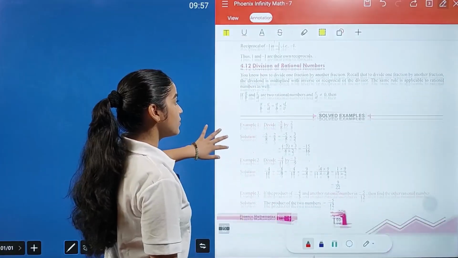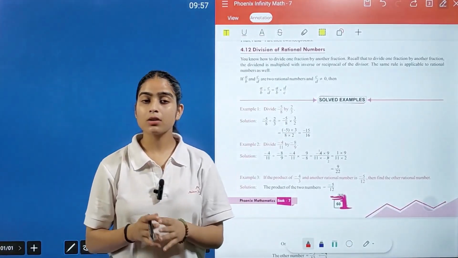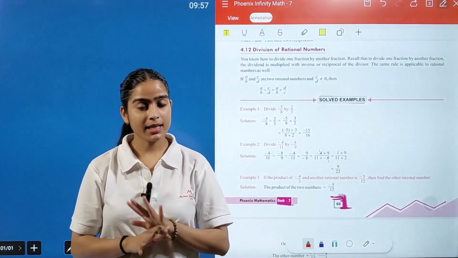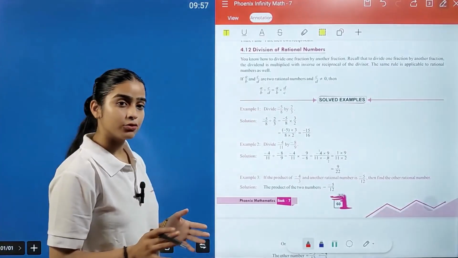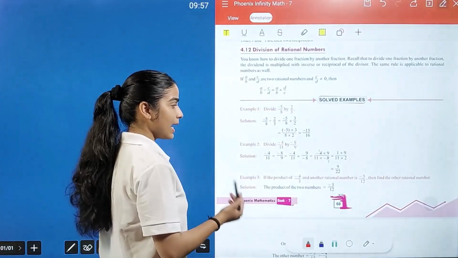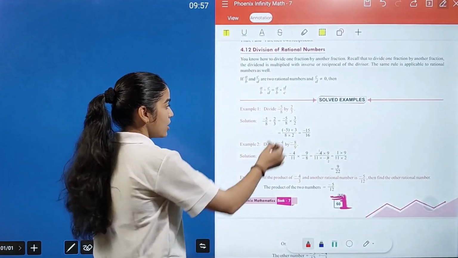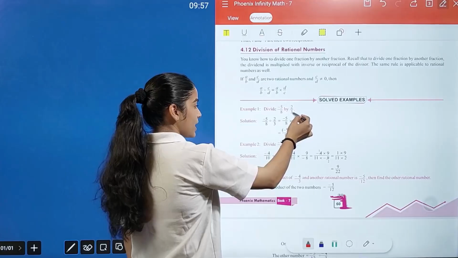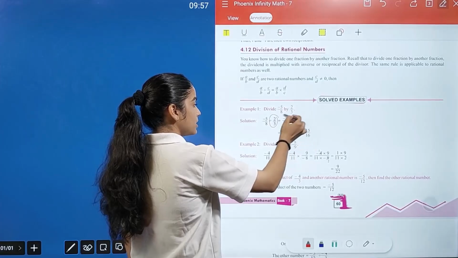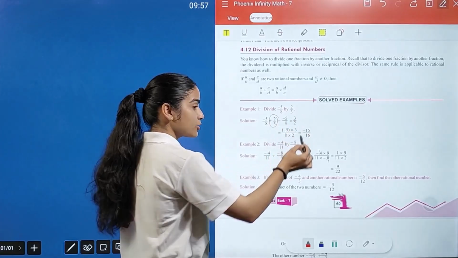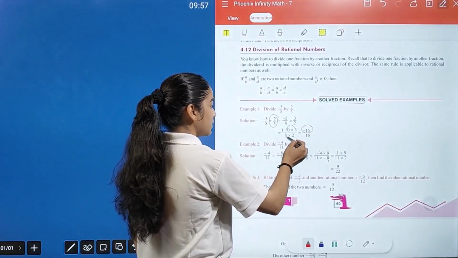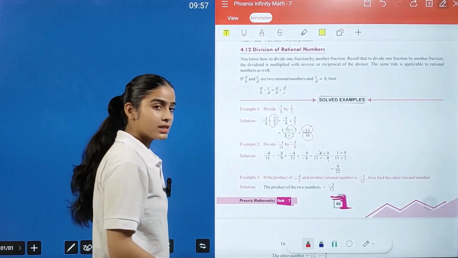Now division of rational numbers. Here we just have to take the reciprocal of the second rational number and then multiply. That's it. And how do we do multiplication in rational numbers? Directly multiply numerator with numerator and denominator with denominator. So minus 5 by 8 divided by 2 by 3. The reciprocal of 2 by 3 is 3 by 2. The division sign is converted into multiplication when we take the reciprocal. So minus 5 times 3 is minus 15 and 8 times 2 is 16. That's it. Very simple. Okay.